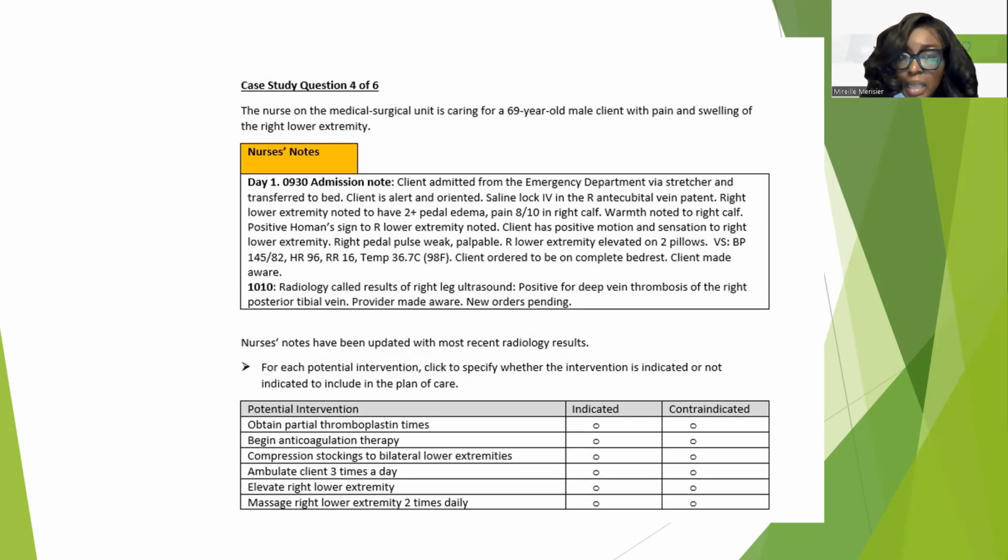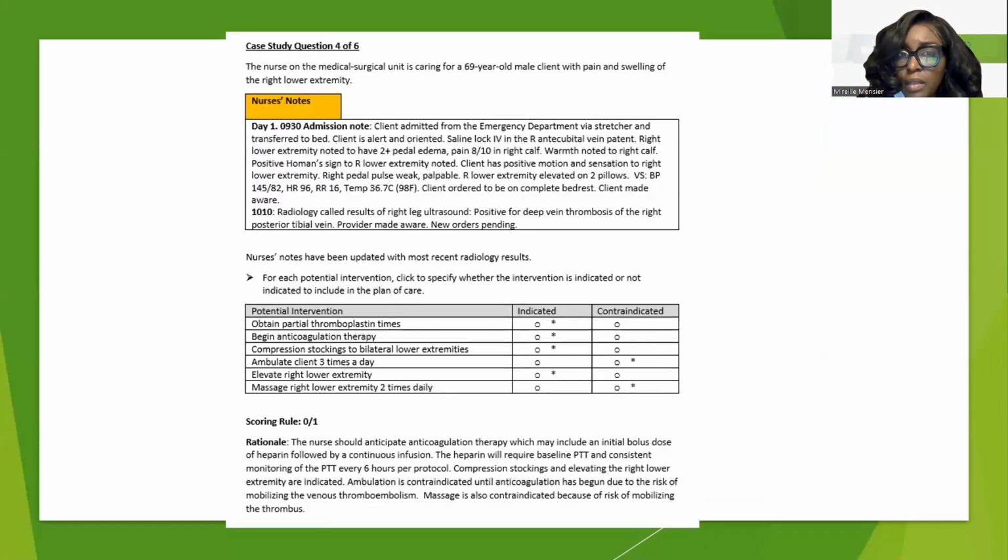So this is them testing. Do you know how to take care of a patient with a DVT? Do you know what to do? So there's some labs in here. There's some other non-pharmacological interventions. And these are basic nursing interventions when it comes to a DVT. So you want to make sure you go through and you're very firm on this, okay?